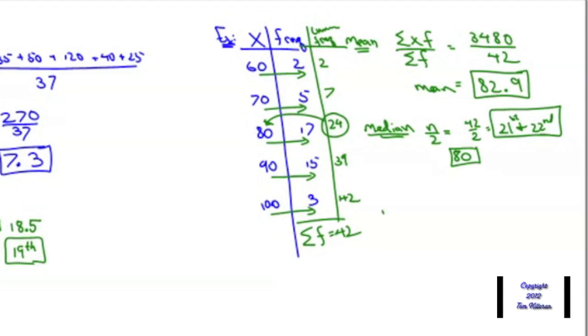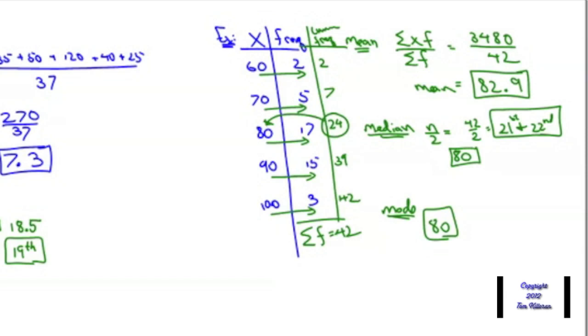The easy one, mode. The one that happens the most often happens at 17, which is associated with 80. And there's my mode. So 80, 80, and 82.9. Really close together. When those numbers become exactly the same, we're going to be talking a lot about that in the next few sections. It's called normal grades.